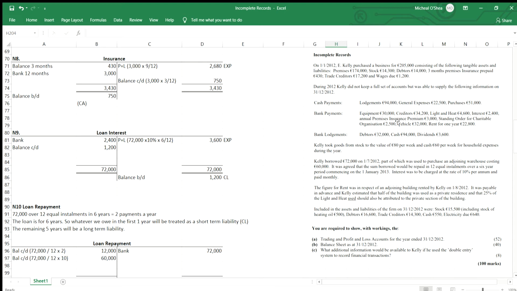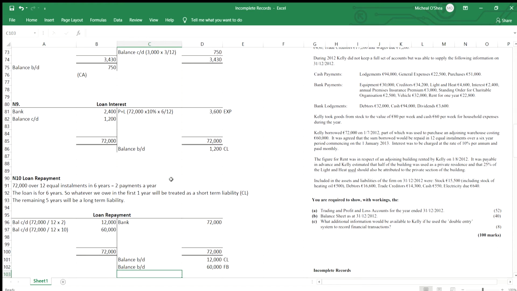Now what happened during the year is that from our bank payments, which would be the credit side of our bank account, we have interest of 2,400. If it's on the credit side of the bank account because it's bank payments, it's on the debit side here. This is the interest we paid, and therefore the remaining amount is a current liability. It's the interest we still owe. That's the first one. The second one we looked at was to do with the loan repayment.